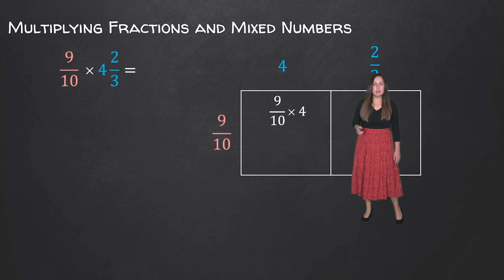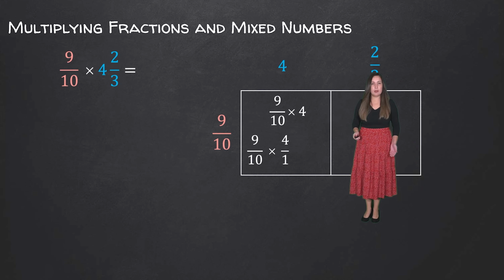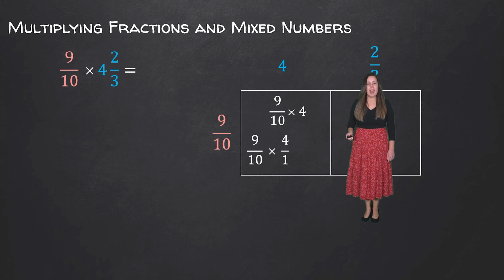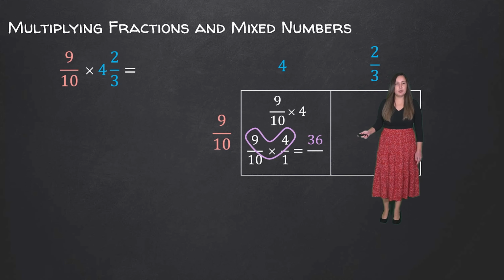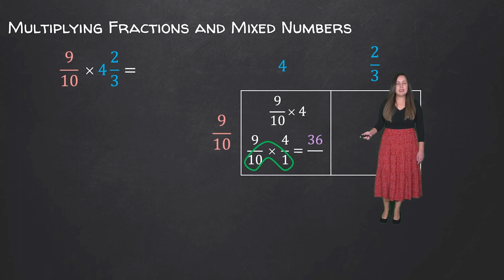So first we're going to do 9 over 10 times 4. Let's write 4 in fraction form, so we'll write it over 1. And then go ahead and multiply our numerators. 9 times 4 is equal to 36. And then 10 times 1 is equal to 10.